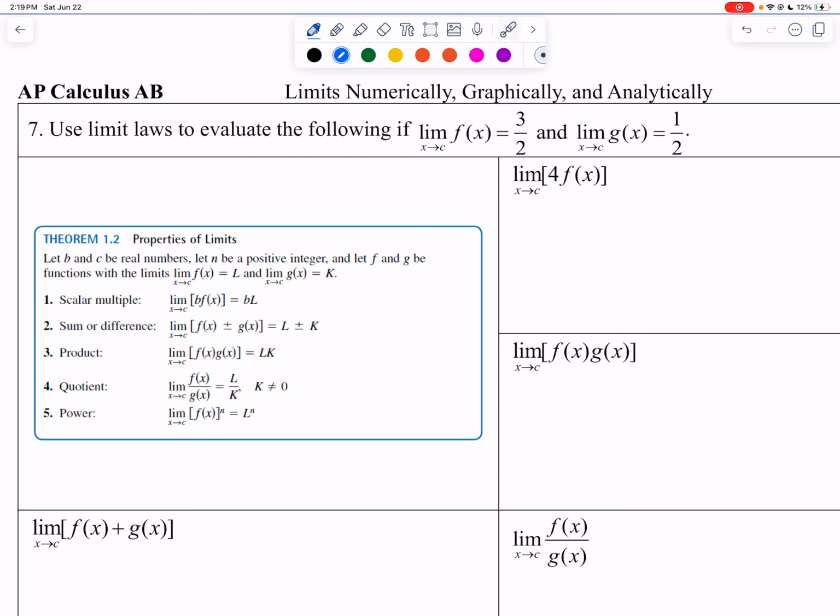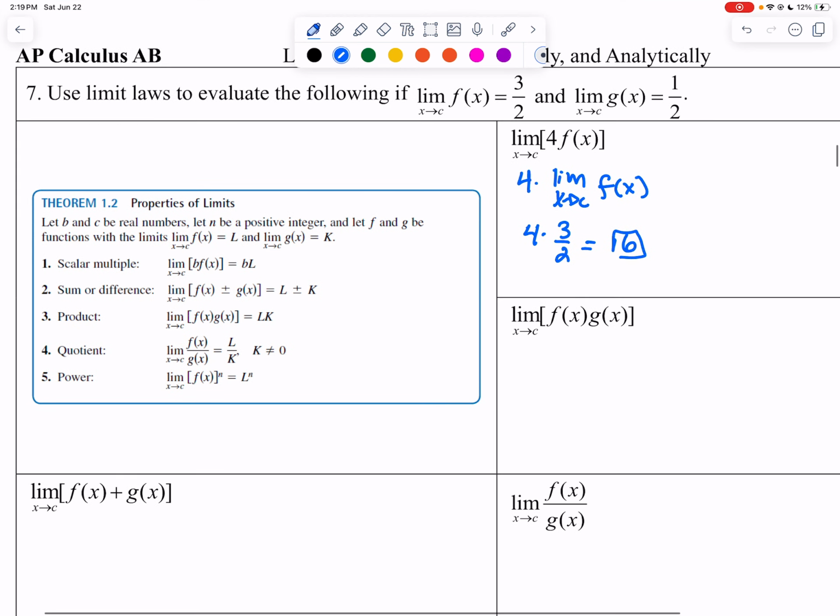So here, I can't just say that the limit as x approaches c of 4 times f of x is 4 times 3 halves yet, because this right here is 3 halves, not this. So what I want to do is probably take out the 4. So I have 4 times the limit as x approaches c of f of x. And using substitution, I know that this is 3 halves. So now I have 4 times 3 halves, which is going to give me 6.